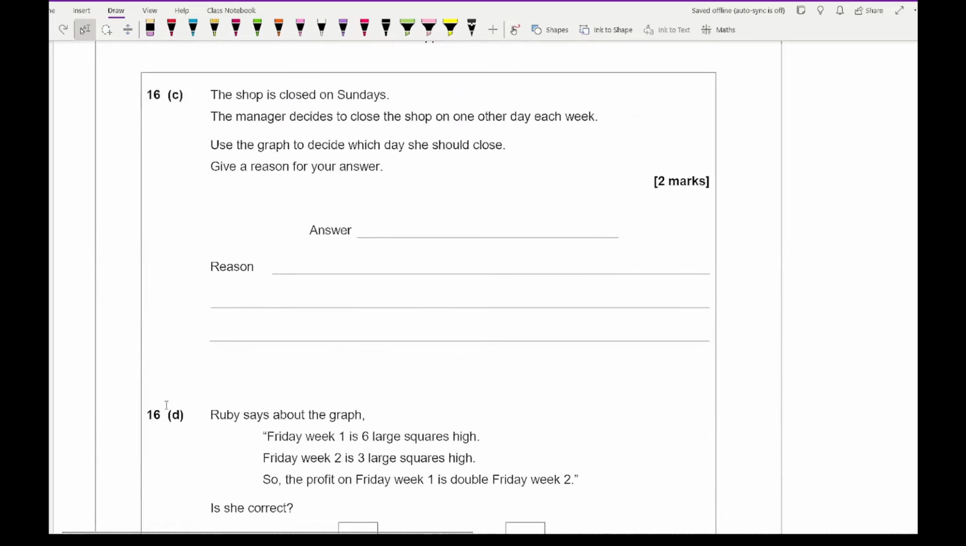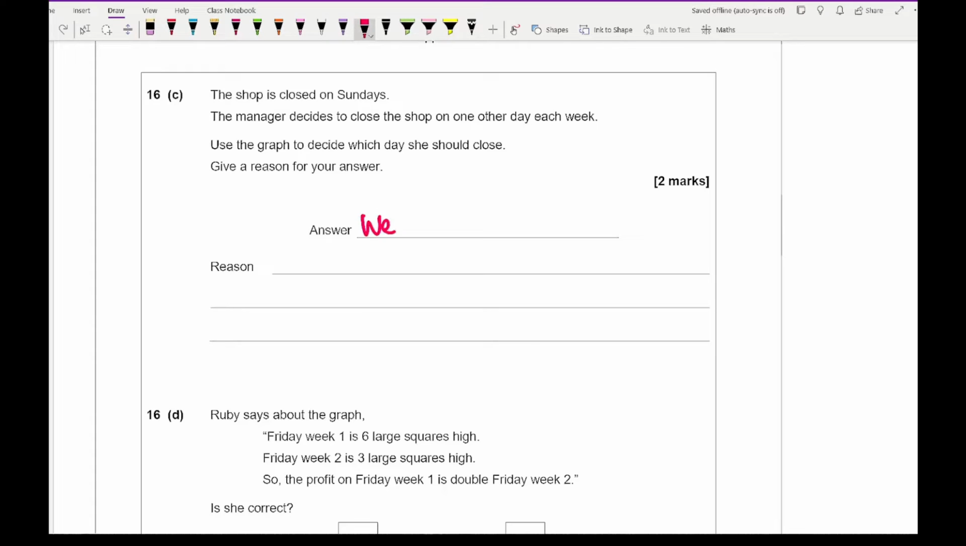Then moving on to question 16c, it says the shop is closed on Sunday. The manager decides to close the shop on one other day each week. Use the graph to decide which day she should close. Give a reason for your answer. Now there's 2 possible answers you can give.